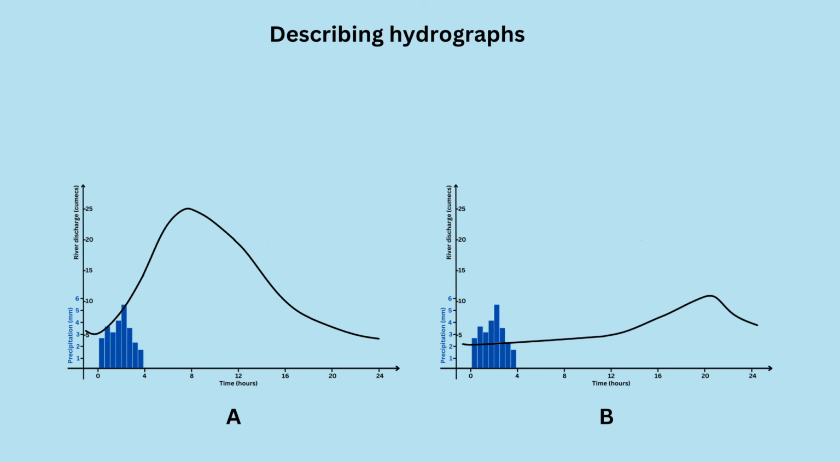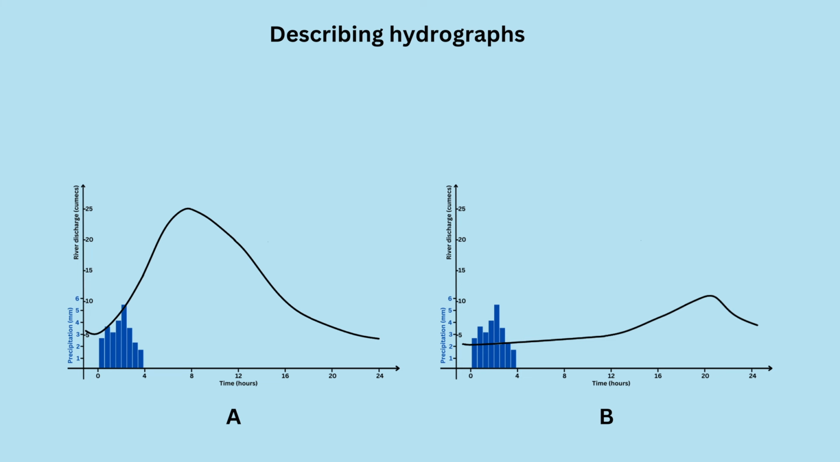the falling limb. The falling limb flattens for hydrograph A after about 16 hours from the start of the storm. But this feature is not present for hydrograph B until after approximately 22 hours.